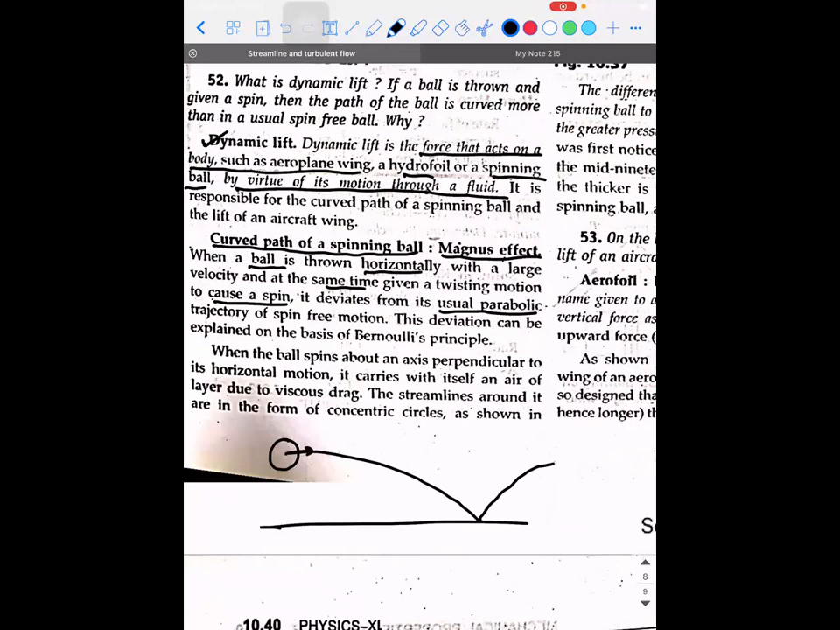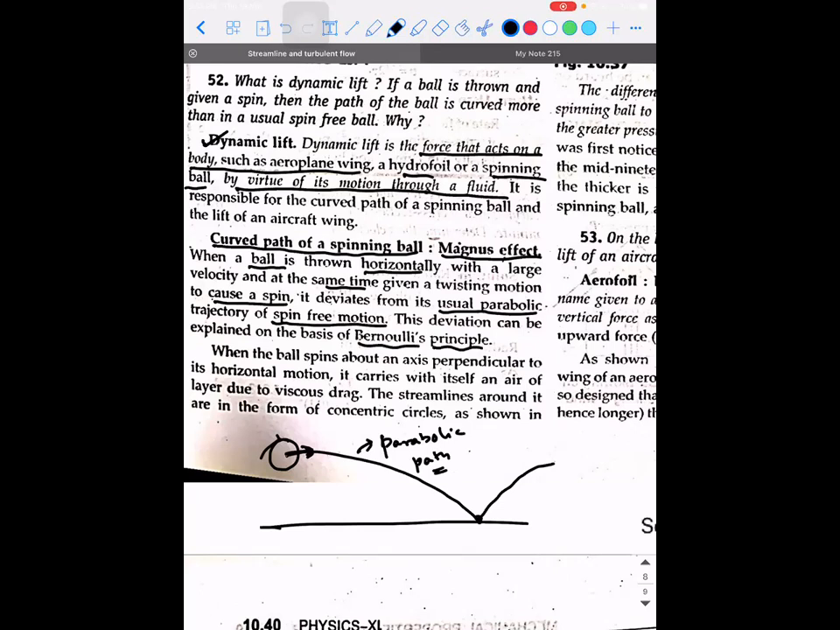Right? So what is the kind of path that is being followed? By now you should have understood that it's a parabolic path. Right? So that is when you give the velocity alone. But if you give a spin also, means if you create a torque also, then the object will not only travel in this parabolic path, it is going to get deviated from its usual parabolic trajectory of spin-free motion.